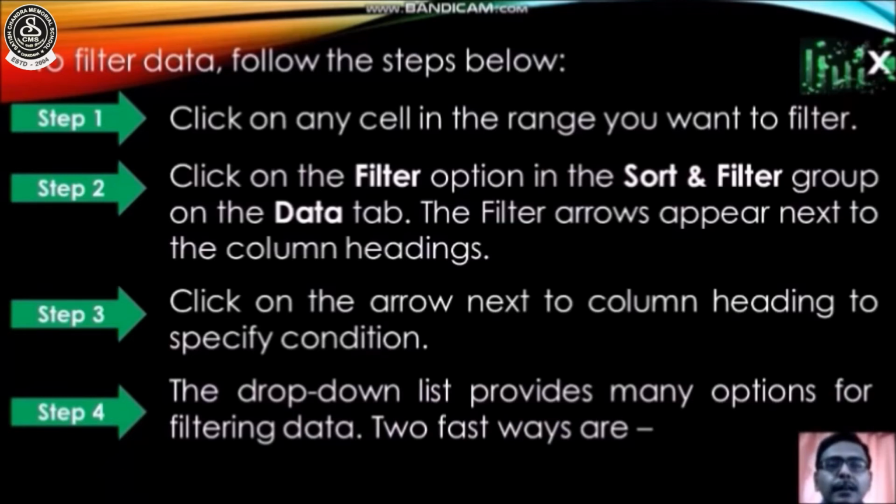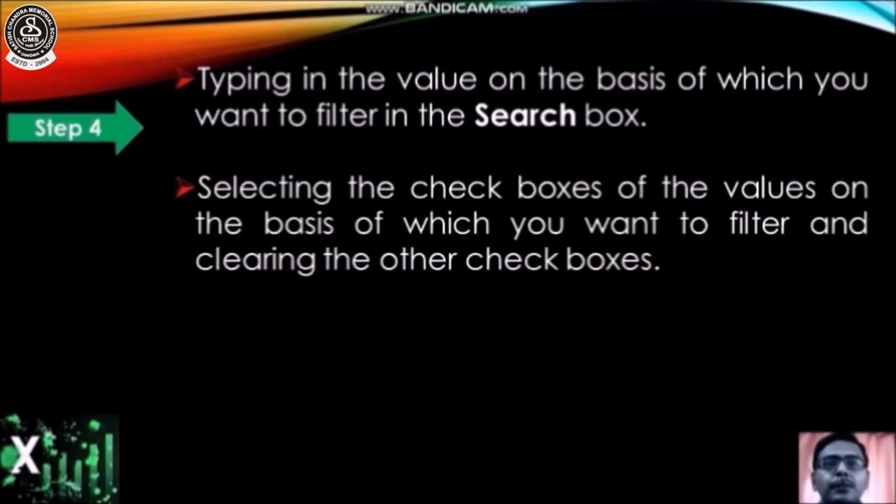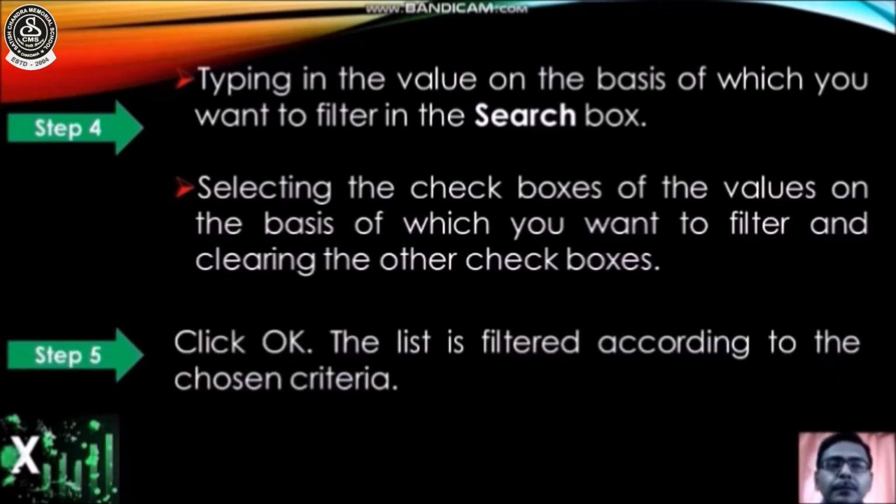Two fast ways are: type the values on the basis of which you want to filter in the search box. So there will be a search box, you can type the value there, or select the check boxes of the values on the basis of which you want to filter. So there will be check boxes on the right side. You can tick mark those on the basis of which you want to have the filtering done, and clear the other check boxes which you don't want as a filter condition. Step number 5, click on OK. After this, the list is filtered according to the chosen criteria.